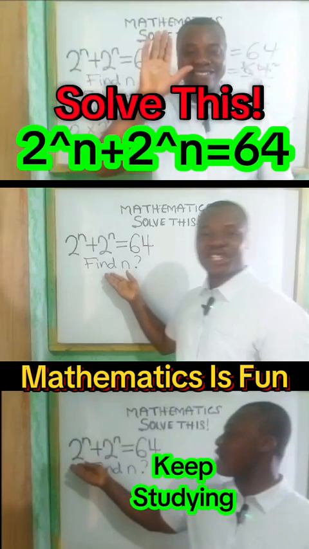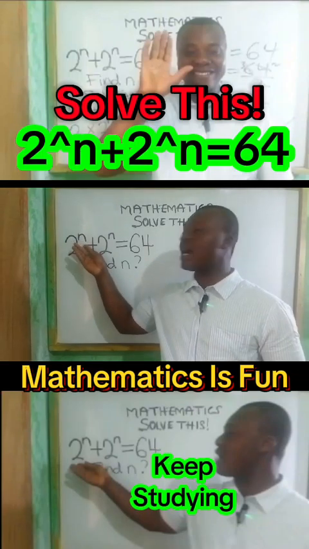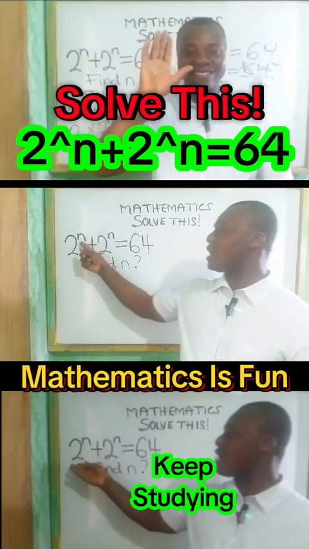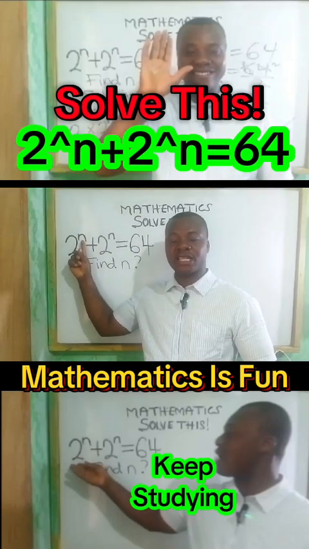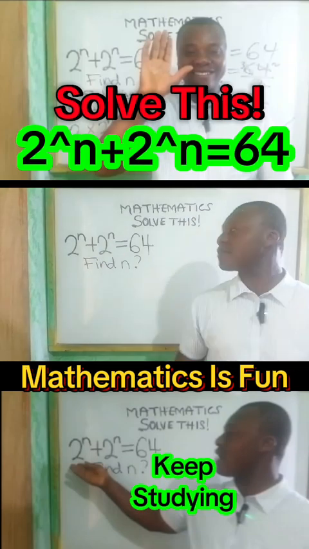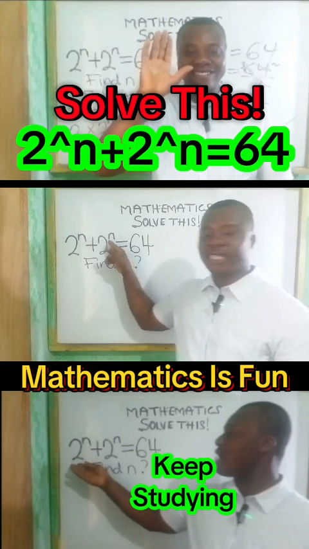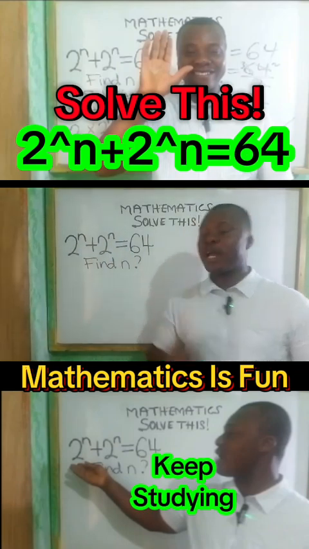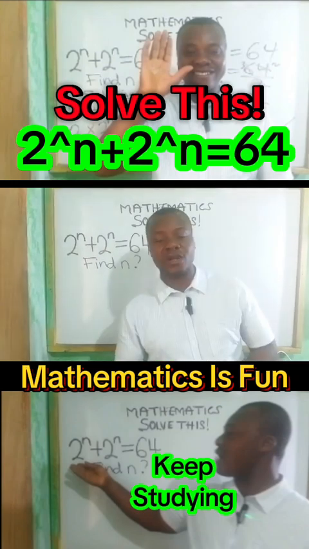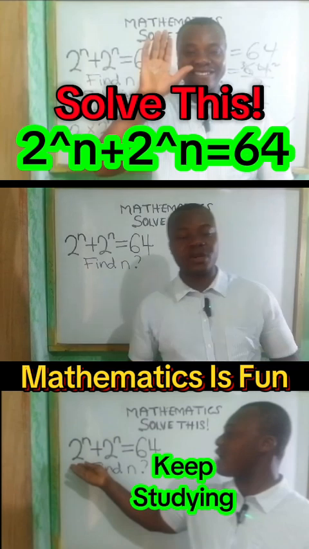Right on the board, we have this equation, this math expression, and we're asked to find n. So we have 2 raised to the power n plus 2 raised to the power n equal to 64. What it means is that we are finding a number that, when we put it in the place of this variable n, which is the power, when we have 2 raised to the power that we are looking for, and we add them, we have to get 64. So the question says we should find n.